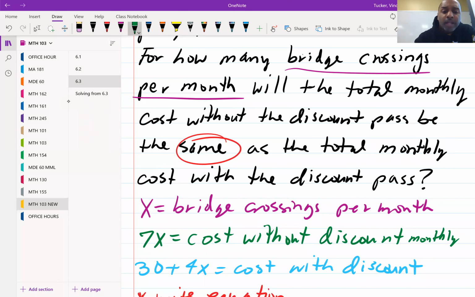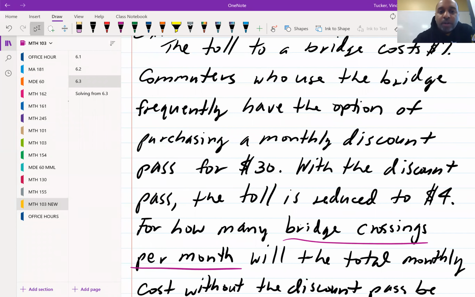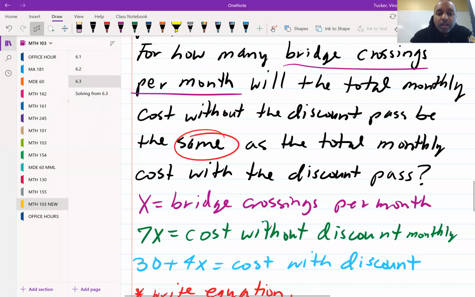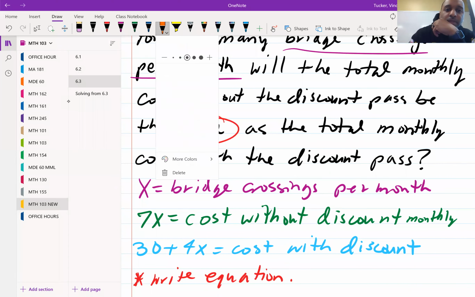All right. And then for the next piece, it says commuters frequently purchase a monthly discount pass for $30. Now, when you pay that $30 up front, then you get a discount on the toll, which is reduced to $4. So that means once you pay the $30 up front, every time you cross the toll will be $4. So in the blue, you see we have 30 plus 4X will be the cost with the discount. And so let's switch that.